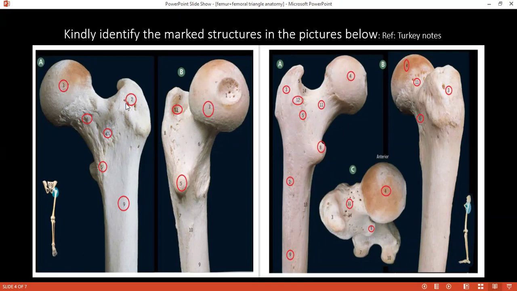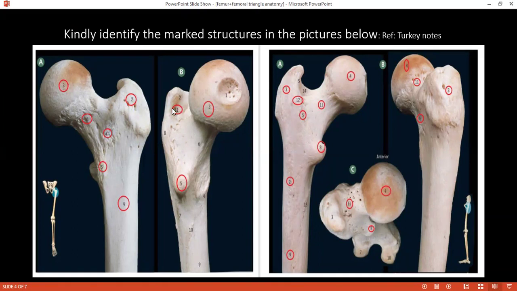Can you identify number 2, please? Greater trochanter. And if you can identify this one, 6. Neck of femur. Okay, can you identify number 4, please? Intertrochanteric ridge. Okay, number 9. Shaft. 9 is shaft. Okay.